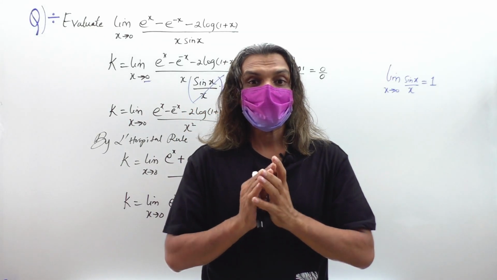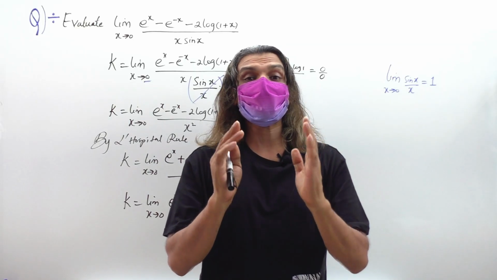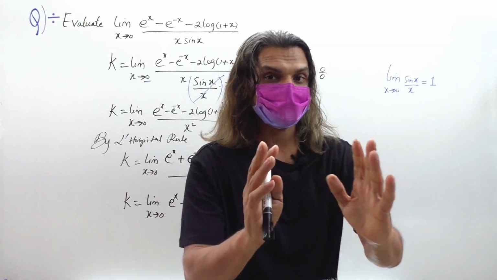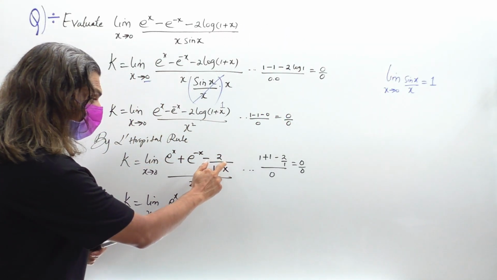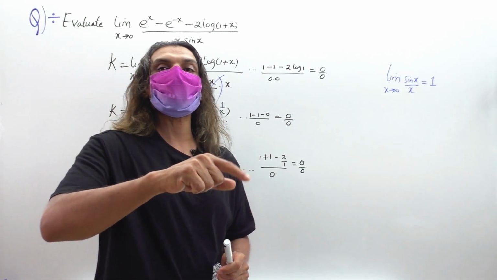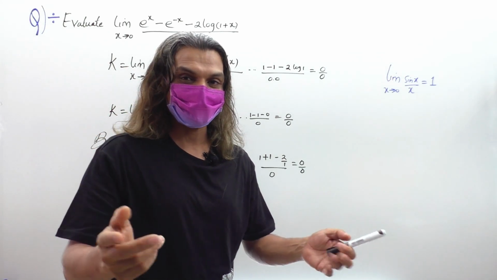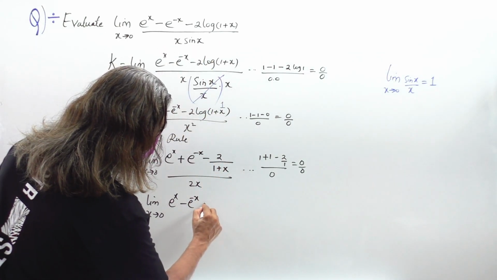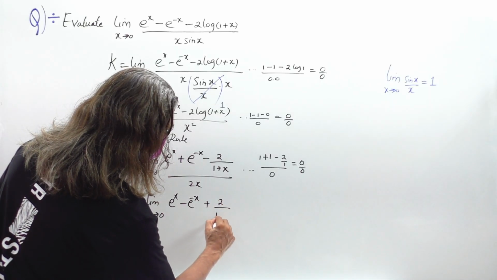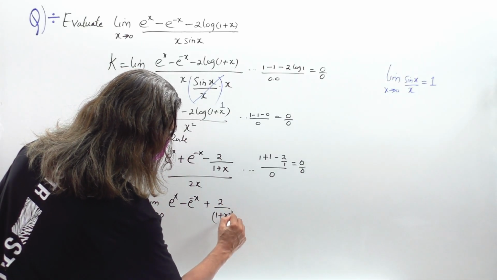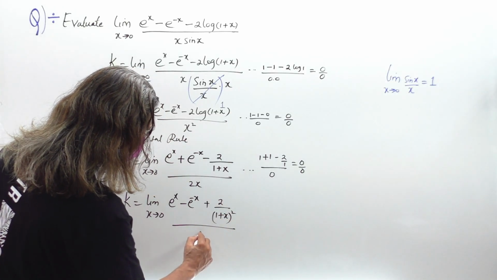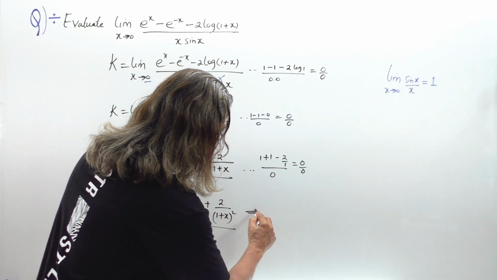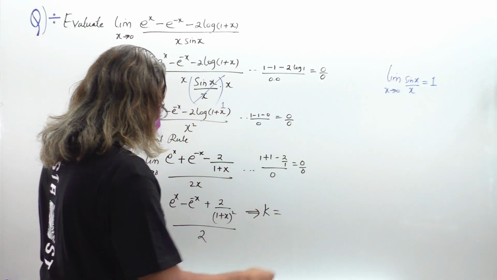What's 1 by x differentiation? Differentiation of 1 by x is minus 1 by x square. So differentiation of 1 by 1 plus x is minus 1 by 1 plus x the whole square. So yes, minus into minus becomes plus 2 by 1 plus x square, and whole divided by differentiation of 2x, which is 2. That implies here k is equal to, now finally put the limit.